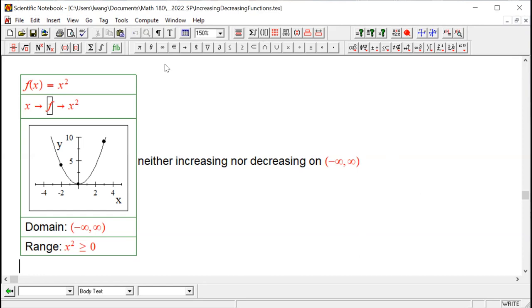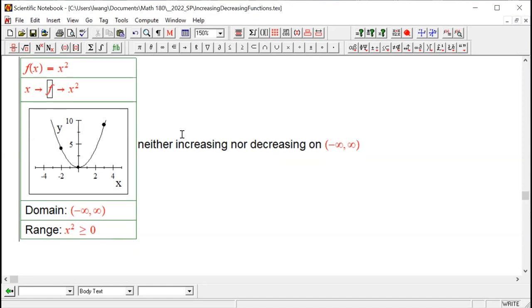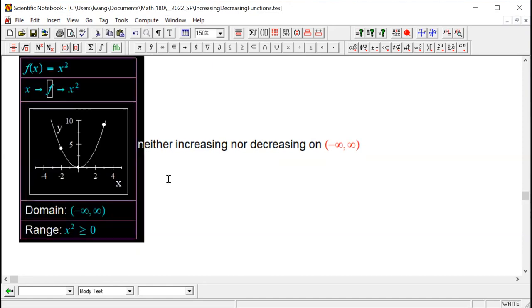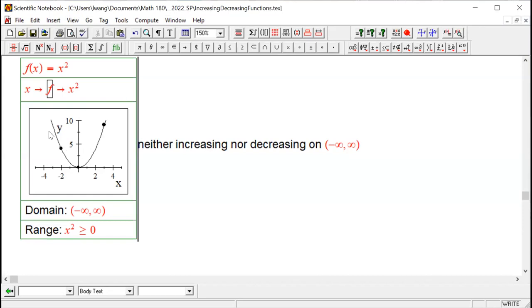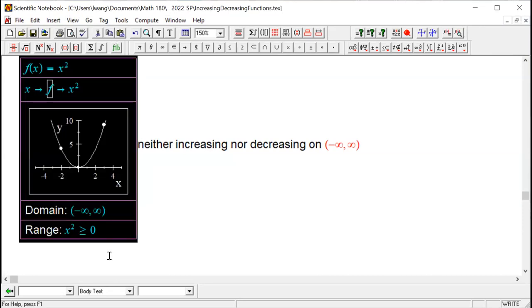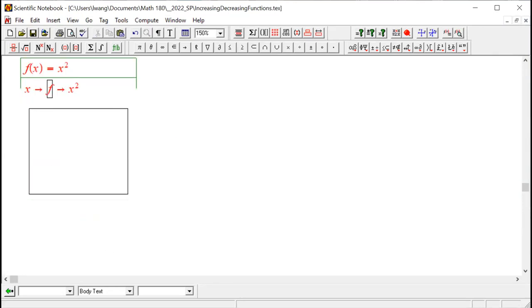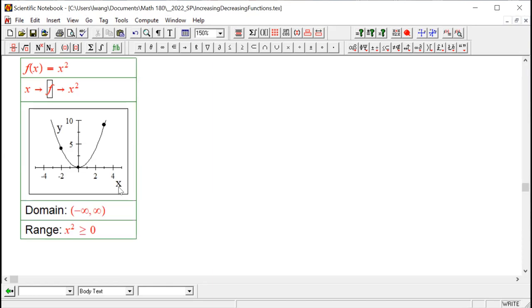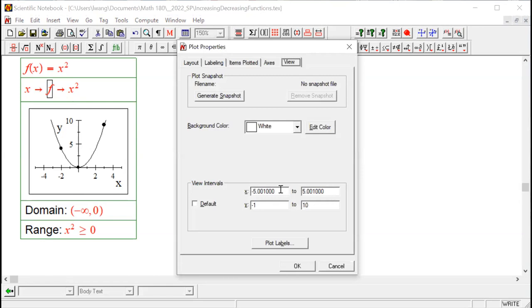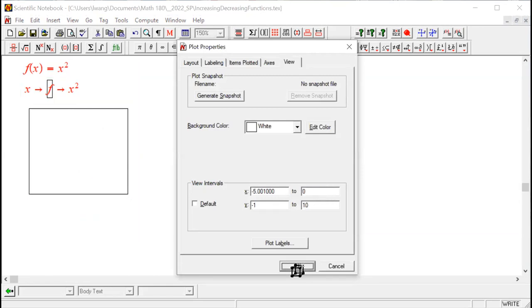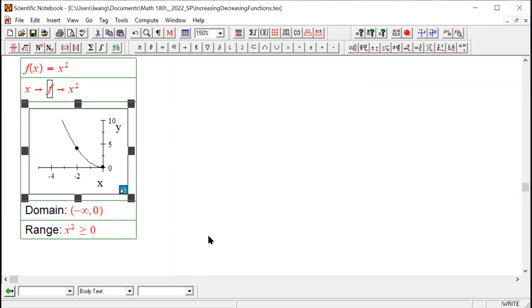Now how about we look at the left-hand side? I'm going to restrict to the interval from -infinity to 0. On this interval, the graph will be just like that. This is the graph, and this piece of graph is decreasing.